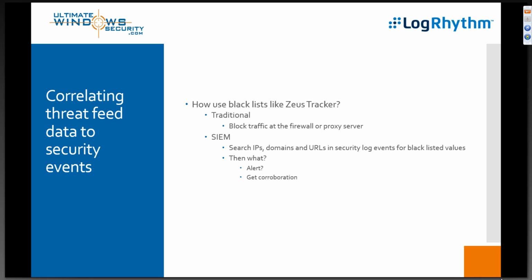So that's why I think it's so cool to pull this information into your SIEM, because then you can search the IP addresses, the domain names, and the URLs that are surfaced in your security logs and compare them against these blacklisted values. But at that point, you can then choose what to do. Do we alert at that point, or do we go further and get more corroboration? And that's where you're going to be interested in getting into the conversation just a little bit, I think, Eric. True?